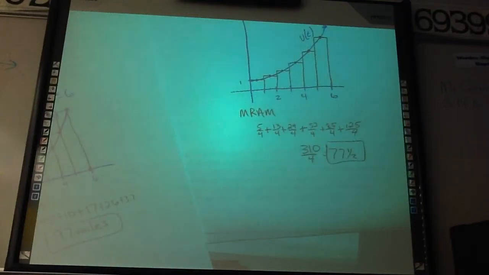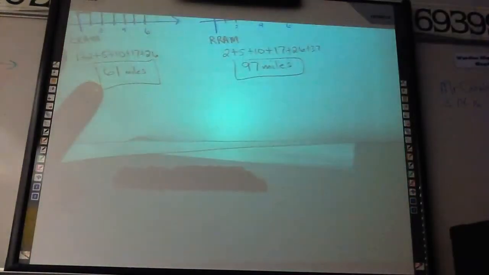Think you could do that if I gave you a different function and you could do the left, the right, and the middle? Maybe. Depends on the function. What if the function was 2x minus x squared? Maybe. I think so. It's going to be upside down. That's your problem.